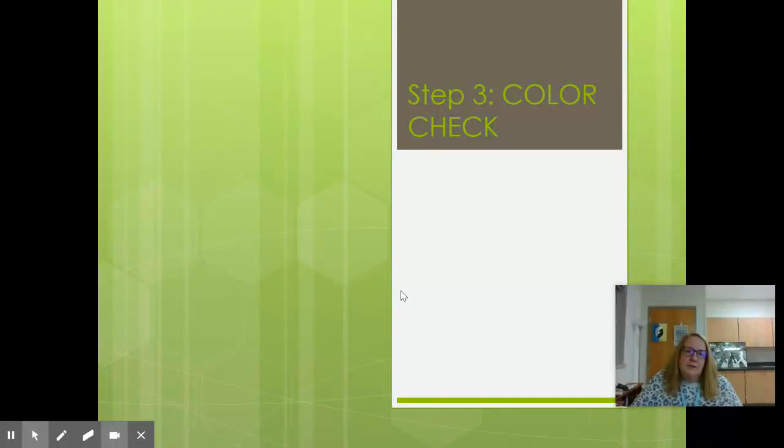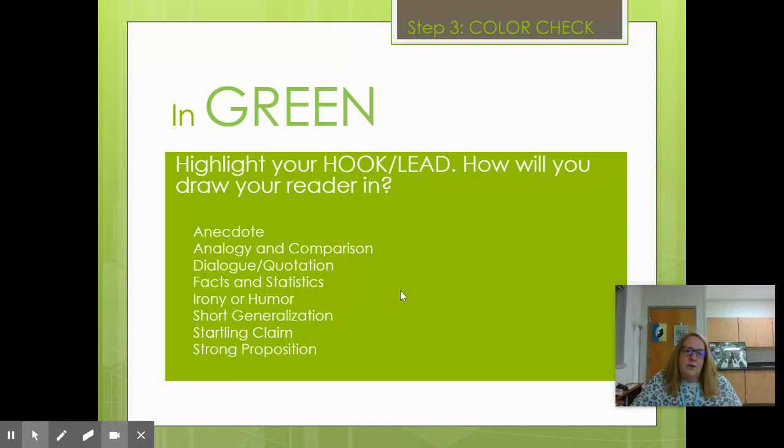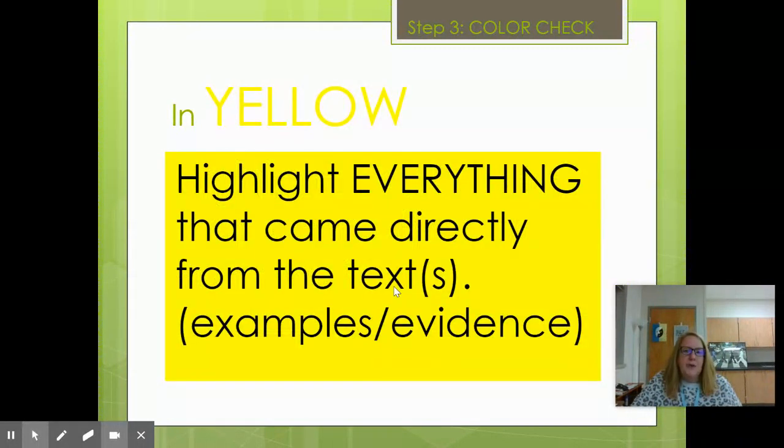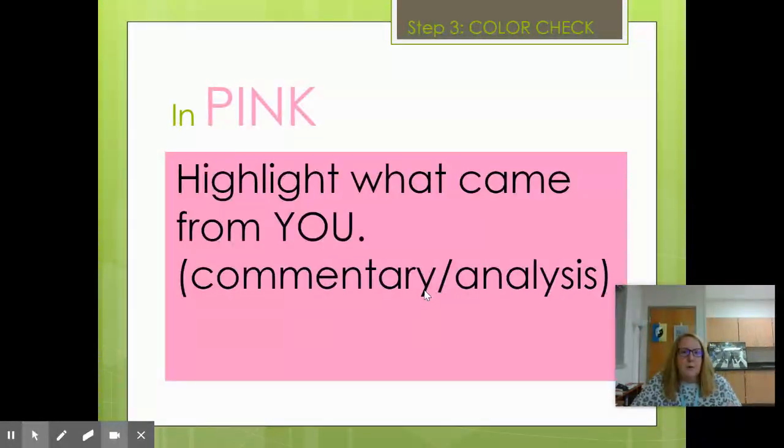And you will see things that you don't know that you're doing in your writing. So you're going to color check. You're going to look at your hook, your lead, the very beginning of the essay, and see if you did a good job drawing your reader in. And then in purple, you're going to highlight your thesis. It could be more than one sentence, but it should be no more than two. In yellow, you're going to highlight everything that came directly from the text. So those are your sentences that have quotes from the text. Highlight those in yellow. That's for your whole paper.